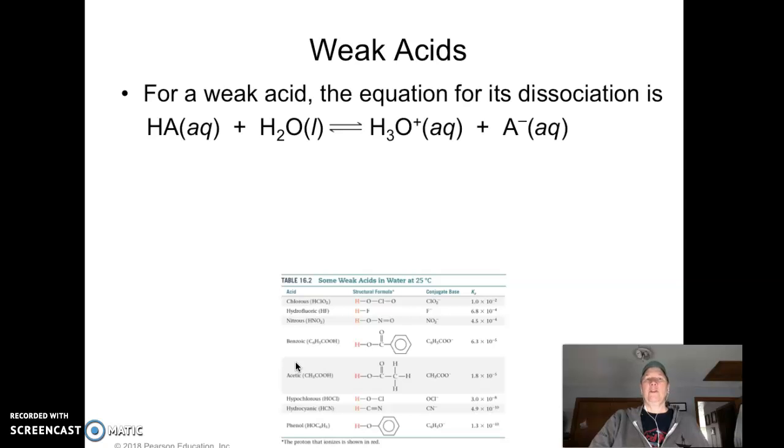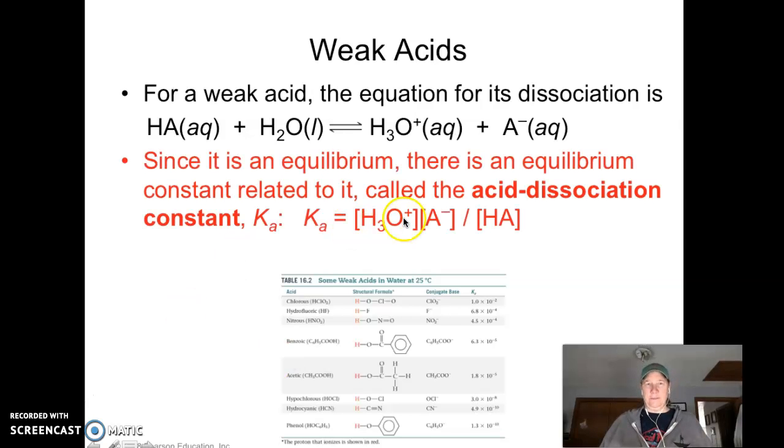Okay, there's weak acids now. What happens with a weak acid is they don't completely ionize, don't completely dissociate and break down. I don't know if you can see, you probably can here. Okay, we have chlorous acid, hydrofluoric acid, nitrous acid. I can't even read it. One of the ones we use the most is probably acetic acid. That's like vinegar.